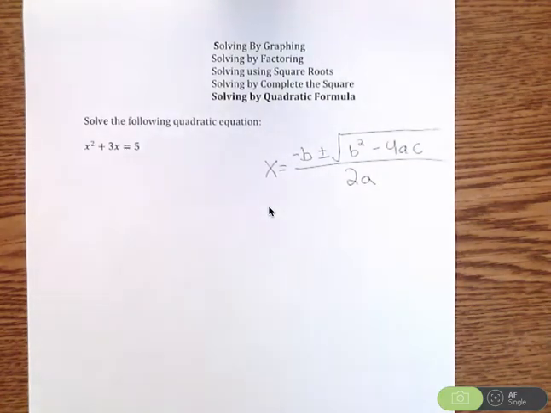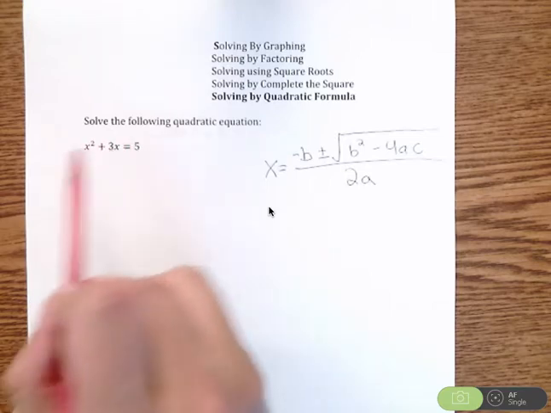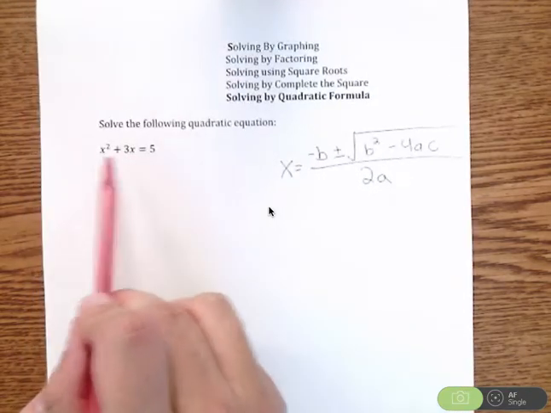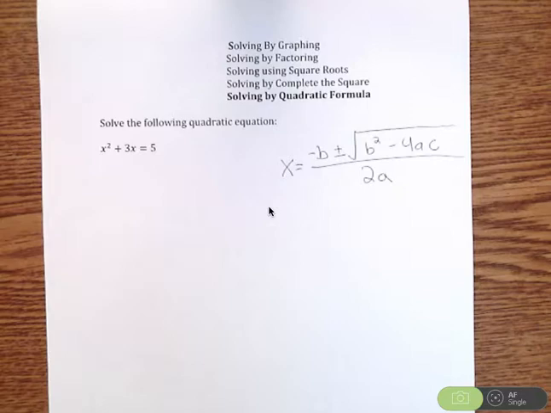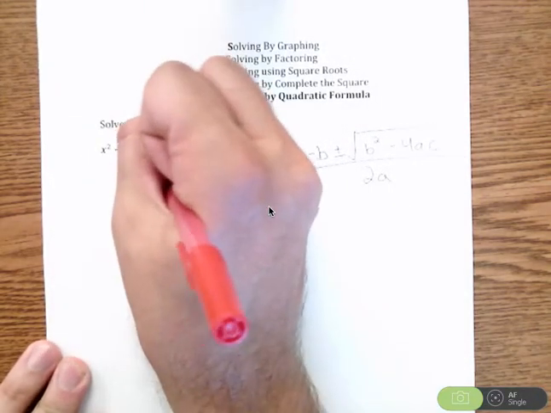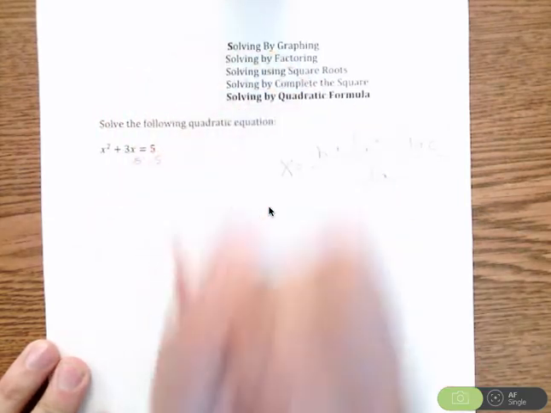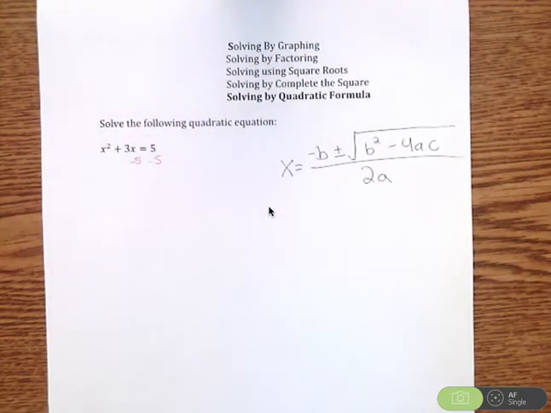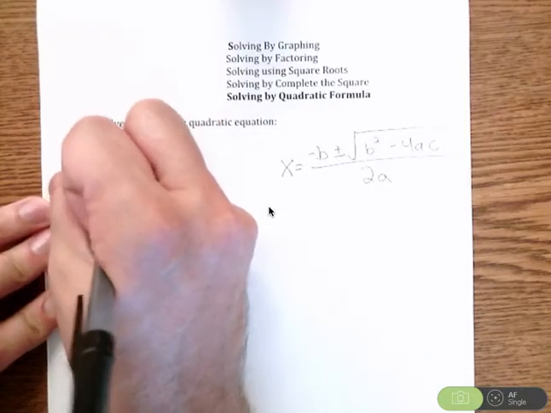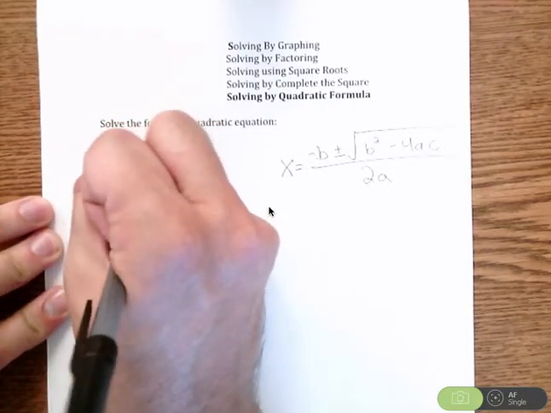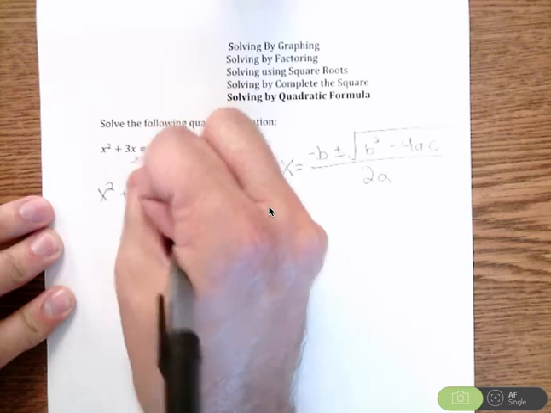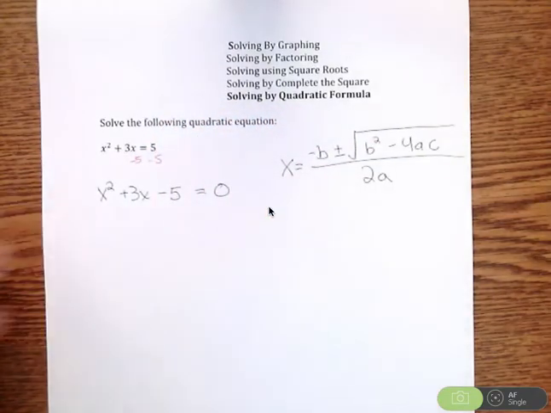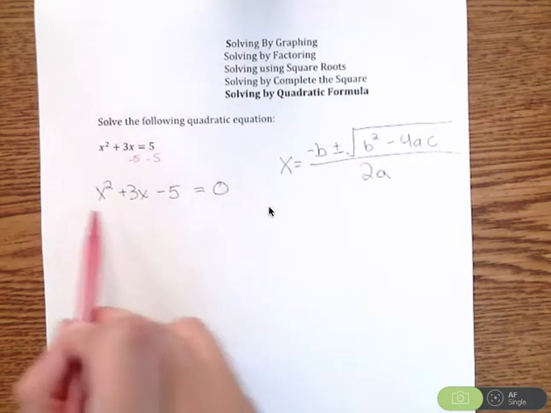As always, the most important thing we need is we need our quadratic equal to 0. Right now I have x squared plus 3x equal to 5. This is not currently equal to 0, so the first thing I'm going to do is subtract that 5 from both sides. That way I can get it equal to 0. So that gives me x squared plus 3x minus 5 is equal to 0. Why this is important is this is now in standard form.